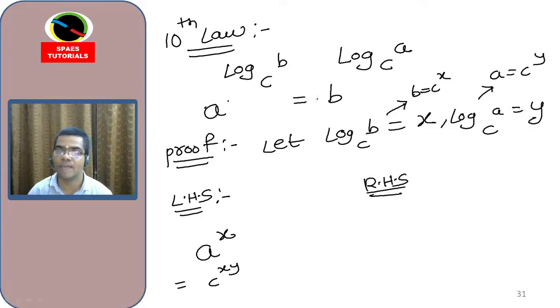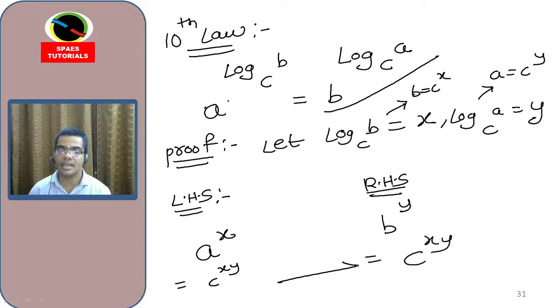Now RHS we have b power log a base c, that is nothing but b power y, but we know that b is nothing but c power x, so c power xy. Yes, LHS is equal to RHS. Very, very important law actually. We'll get confused in this law, which you'll not find in the book. Okay, please note down all this.